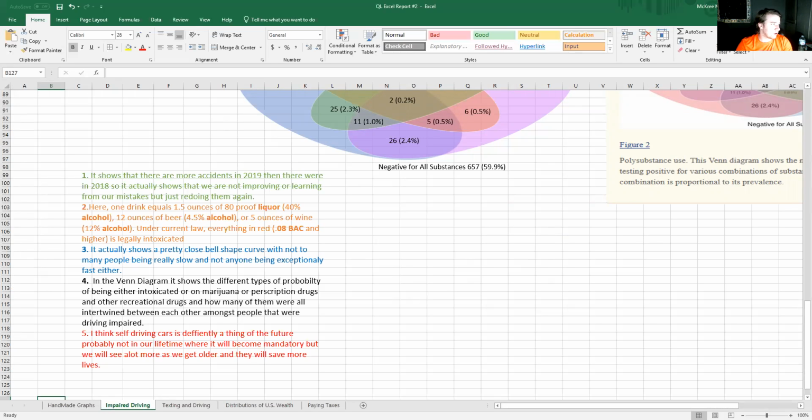Discuss the distribution, reaction time of adults.